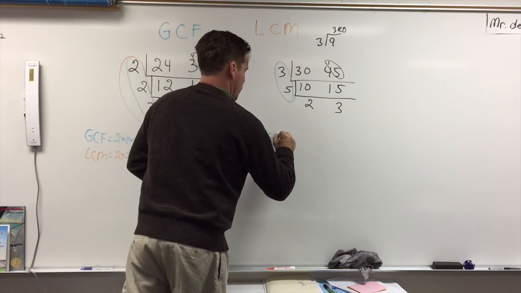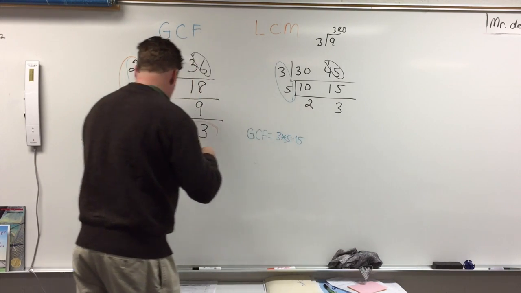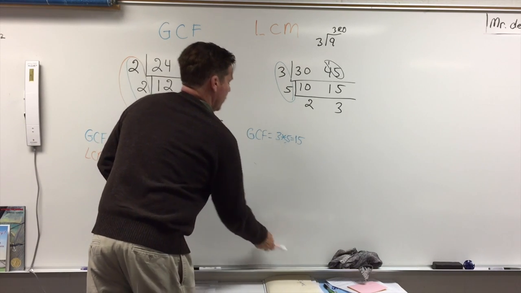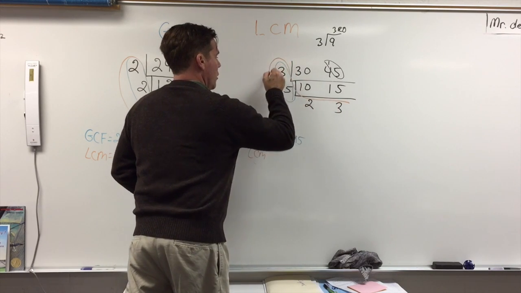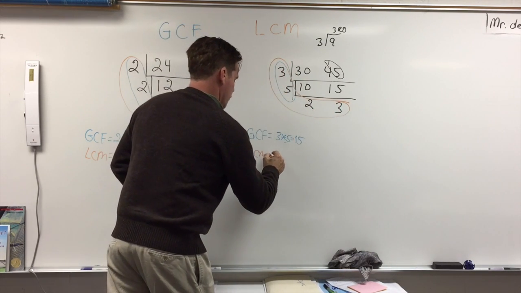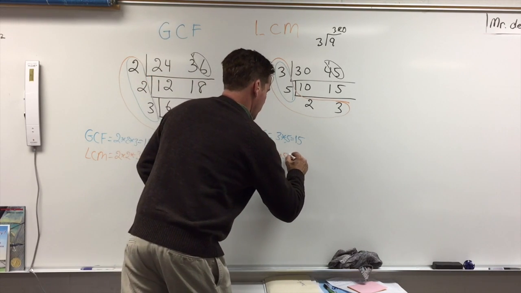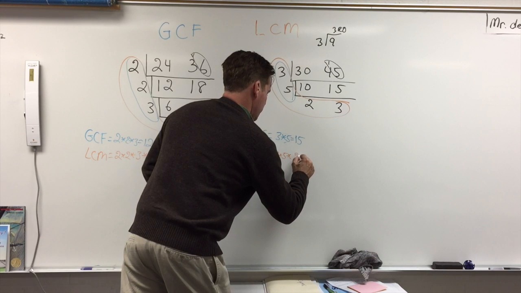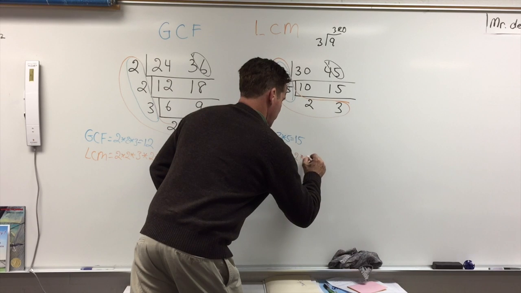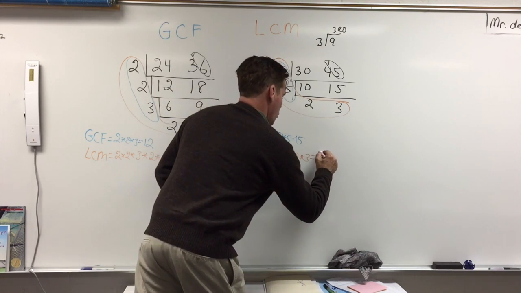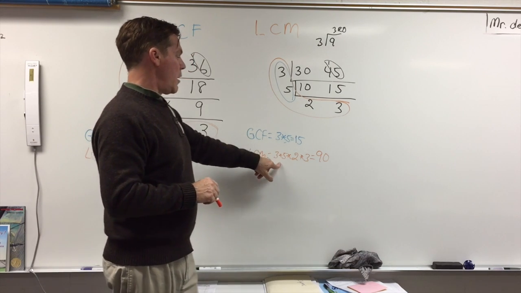And let me go ahead and make sure we understand. It is 3 times 5, which is 15. And then my least common multiple is going to be all of these digits here, which is going to equal 3 times 5, which I already know is 15. 15 times 2 is 30, times 3, so I know is going to be 90. So 90 is going to be my least common multiple.